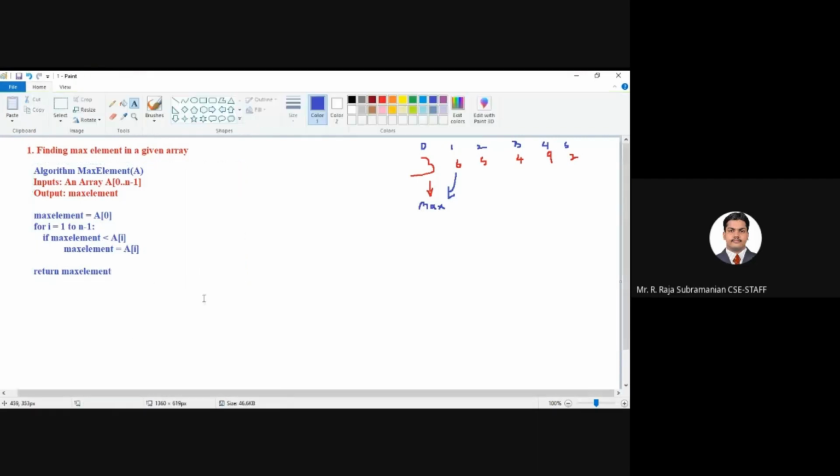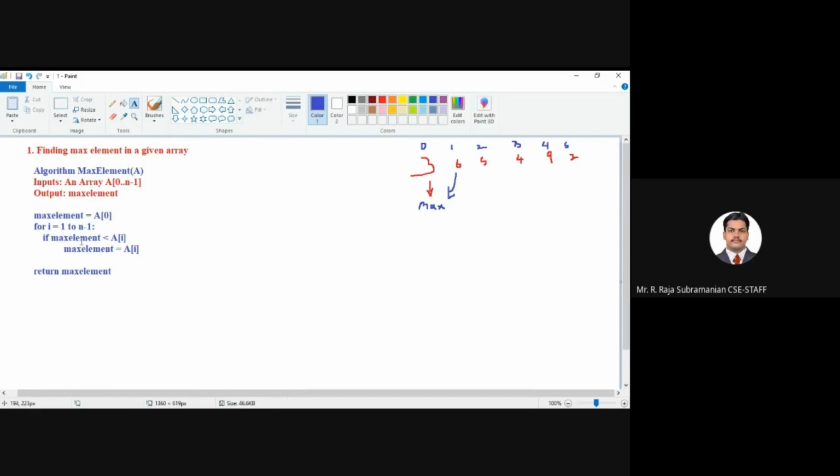So now I'll explain one more time what is being done. Assume that I'm having an array from a of 0 to 5. Initially max element will be a of 0, that is 3. And I'm starting from 1, not from 0. Why? Because 0 is already assigned to max element, so I need not start from 0. I can start from 1.